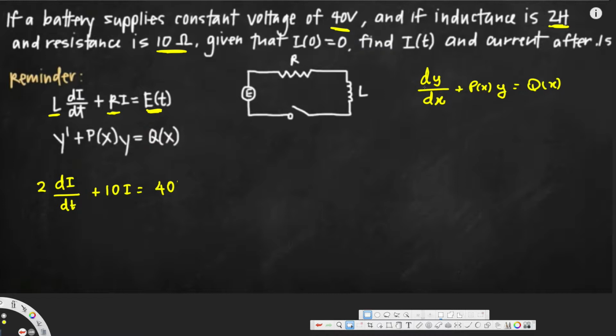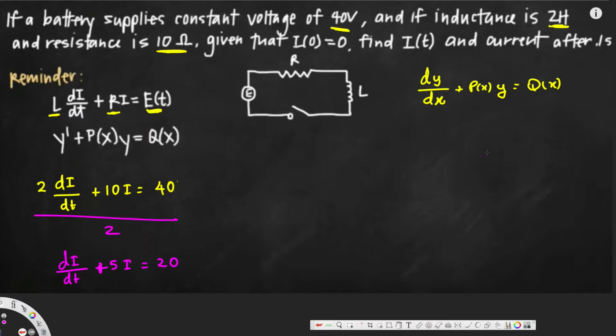In the standard form, in front of dy by dx we shouldn't have anything. Here we have 2 in front, so we have to get rid of this 2. To do that, we divide everything by 2. Then you will get di by dt plus 5I is equal to 20. Now this is in standard form.